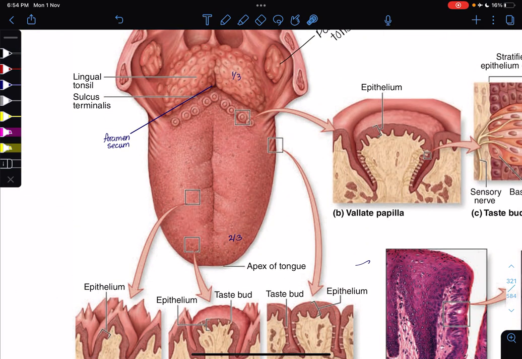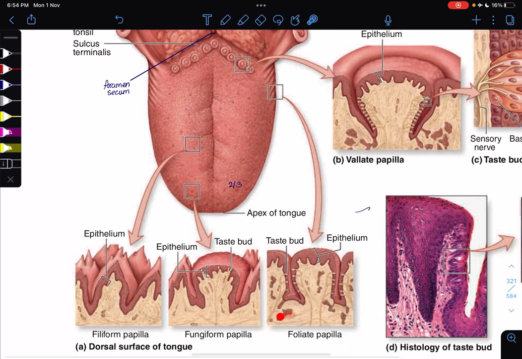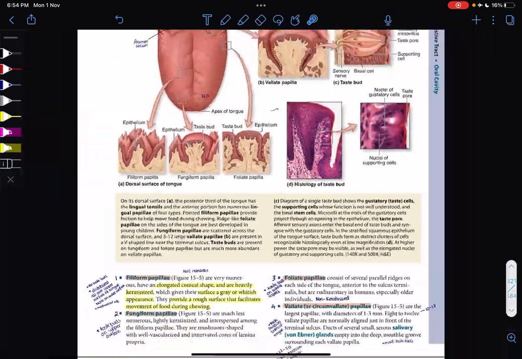So هاي ال foliate papilla, as you can see, في عنا different structures. يعني هذا it's more conical, هذا it's almost more rectangular, I want to say. So as you can see, يعني there are different structures, so it's good إنه نحفظ the structures تبعهم.